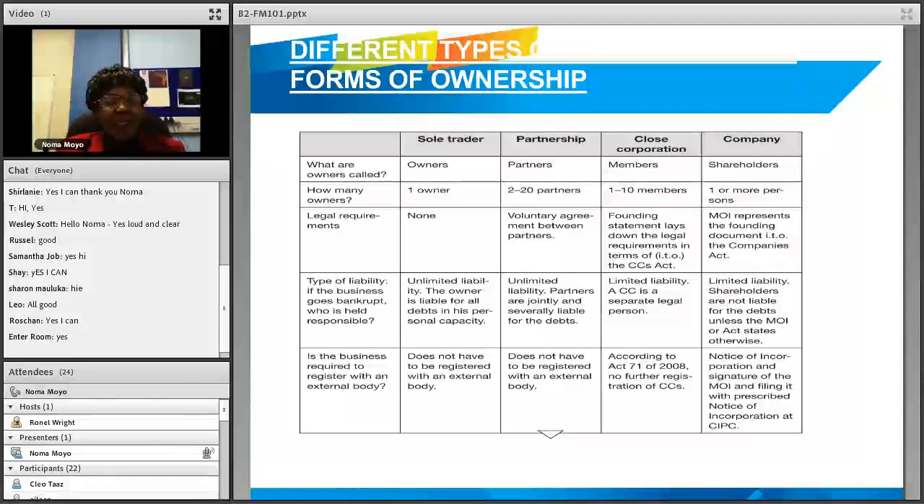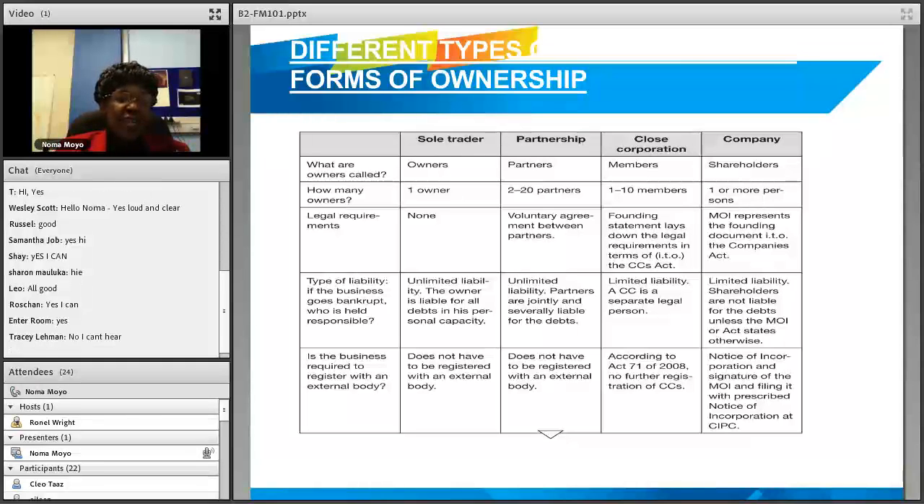And we need to understand the different types of ownership. We all know we have what is called a sole trader. A sole trader has one owner. There are no legal requirements. The liability is unlimited, does not have to be registered with any external body. Partnerships, is 2 to 20 people. Voluntary agreement, these people come together, agree, they come up with a partnership agreement or something that is called a deed of partnership. Unlimited liability, partners are jointly and severally liable for the debts. What do we mean? If they owe you, you can approach one of them.